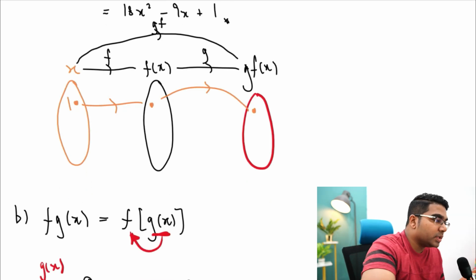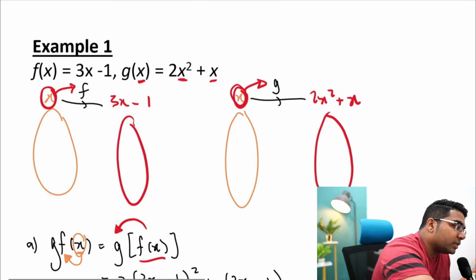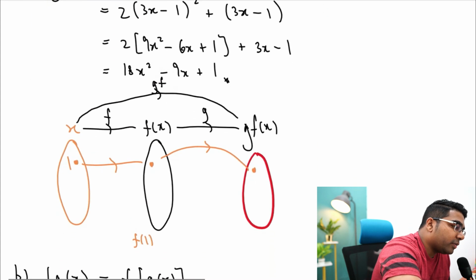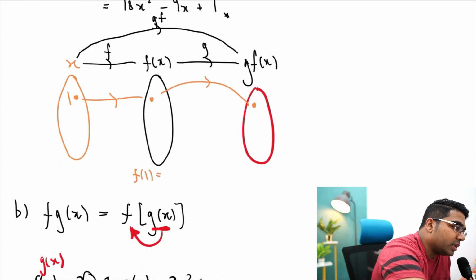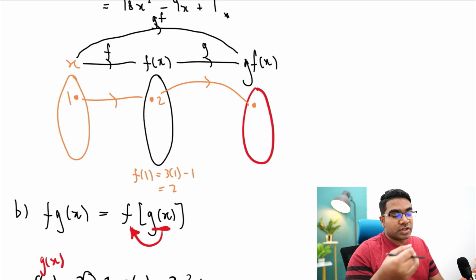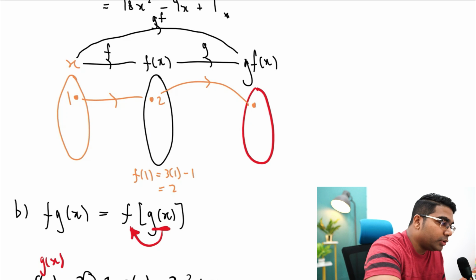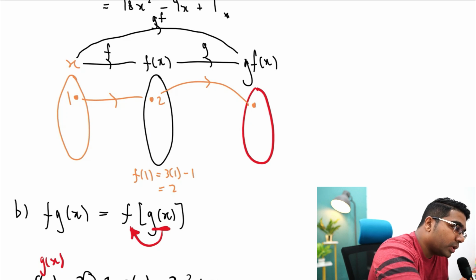So the long way to go about this will be, we first find f of 1. Since f of x is 3x minus 1, f of 1 will be 3 times 1 minus 1, and this will be equal to 2. So this will be the image under the function f. And then we have to find what is g of 2. So now we are going to put 2 into function g.